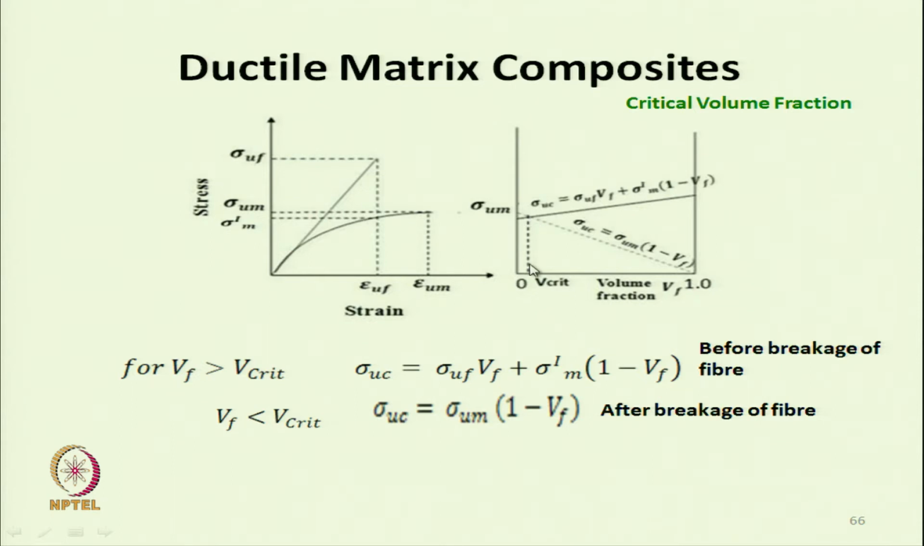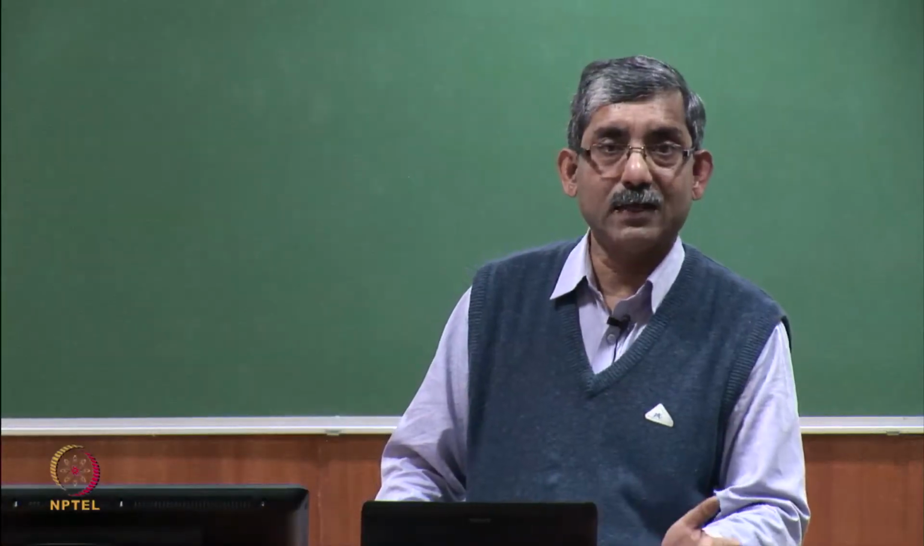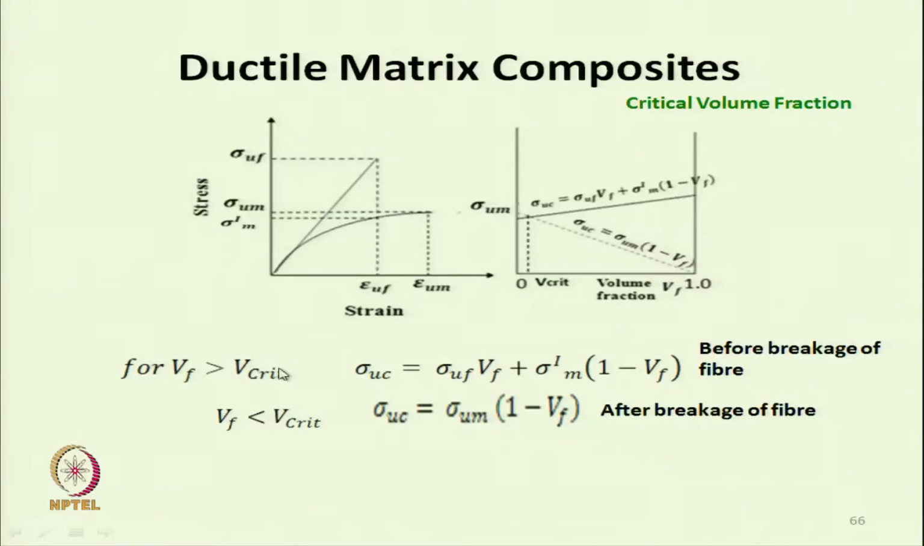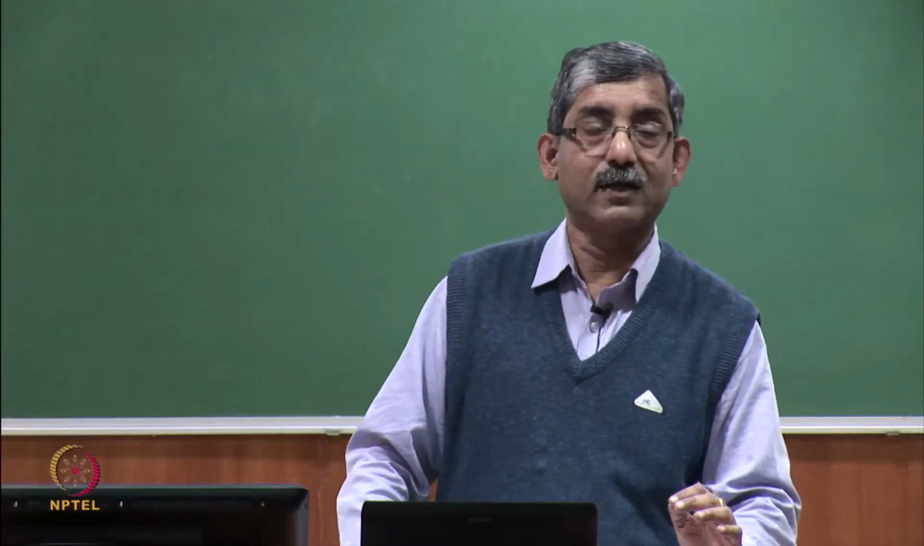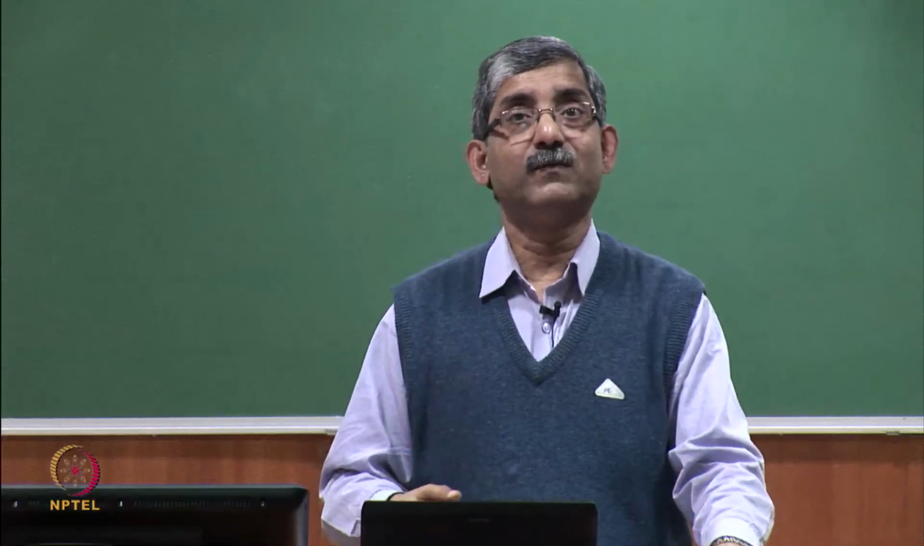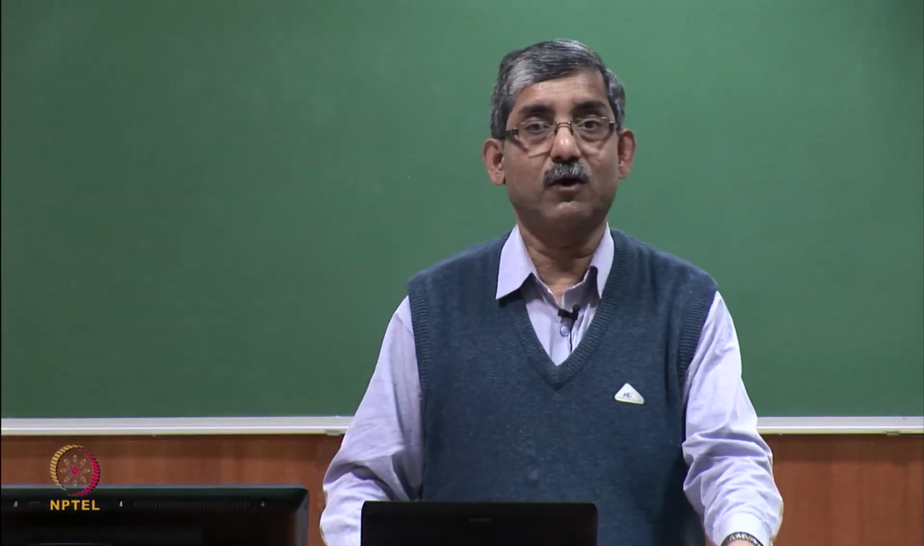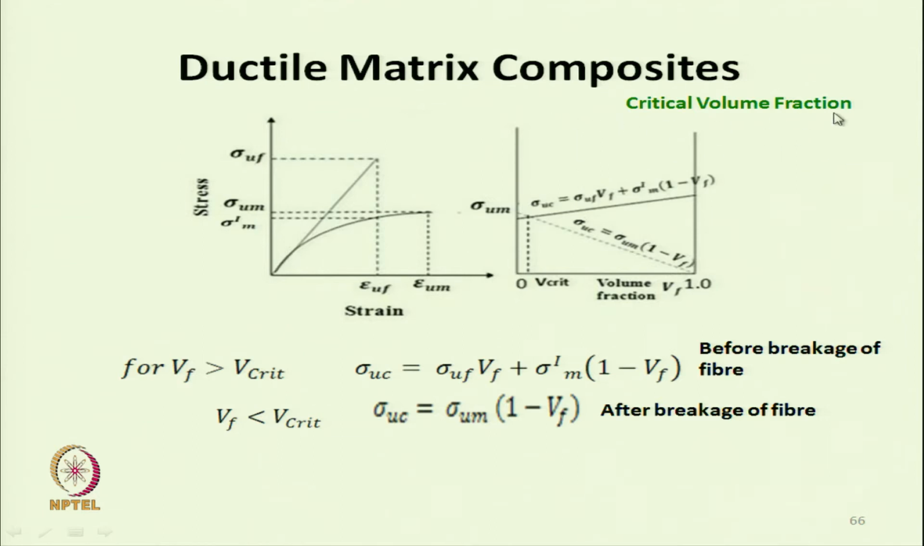If the fiber volume fraction is less than the critical volume fraction, then this equation will follow, and if it is more than critical volume fraction, then this equation will be dominating. So, we must use the fiber volume fraction more than the critical volume fraction, then only we will get the assistance of the reinforcing material. From here we can calculate the critical volume fraction.